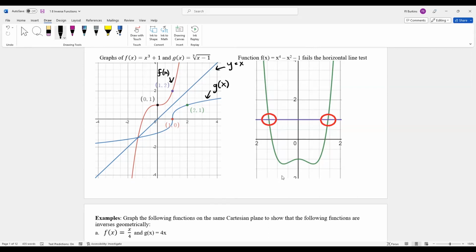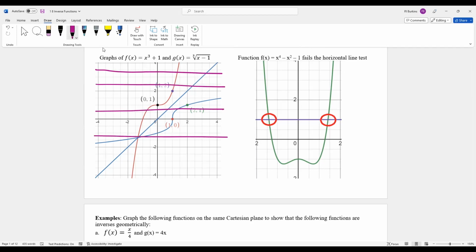The picture on the right shows us an instance where a function actually fails the horizontal line test. So if we go back to this first example quickly, we can do horizontal lines, and you'll see that this only touches the red curve at one point. We're only looking at one curve at a time, so don't confuse this with touching the blue curve as well. So the function x cubed plus 1, in fact, is 1 to 1, and it has an inverse function, which is the cube root of x minus 1.